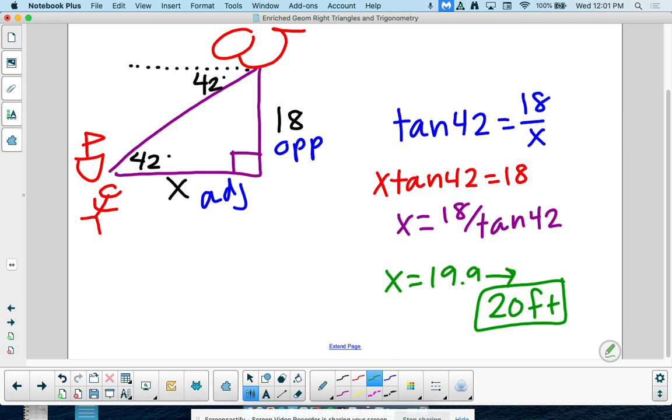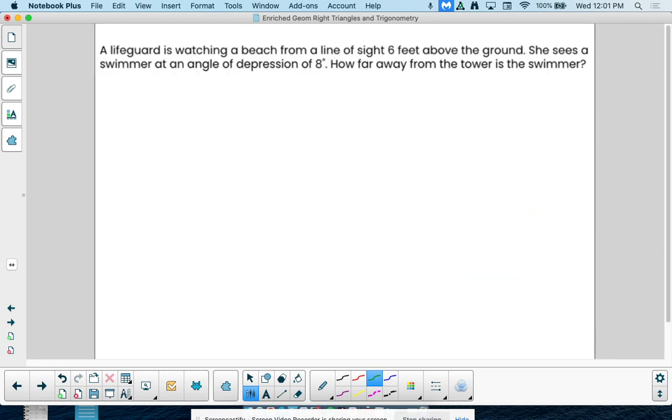Okay, you guys get a head start on that last one. Draw your own picture, and I will catch up to you. I will tell you, this one's a little trickier.